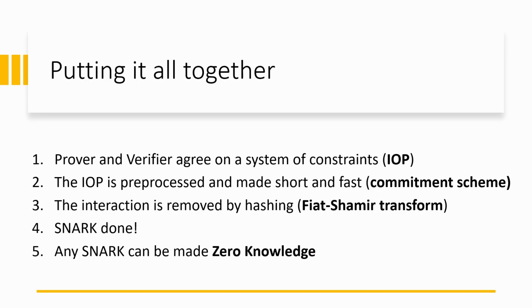Okay, let's finally put it together. To build a SNARK, first, the prover and verifier agree on a system of constraints. This is the interactive oracle proof, or IOP. Then the IOP is pre-processed and made short and fast. This pre-processing algorithm is the commitment scheme. You can remove interaction by applying the Fiat-Shamir transform. You put it all together and you've got a SNARK. Then with a SNARK, you can apply some common transformations to the commitment scheme to make it zero knowledge.